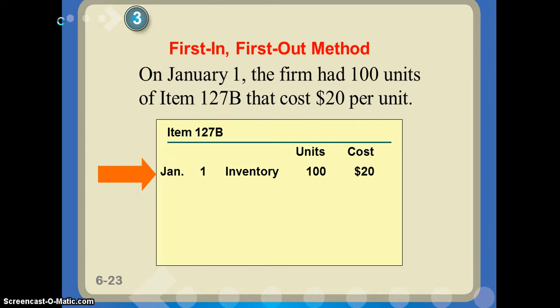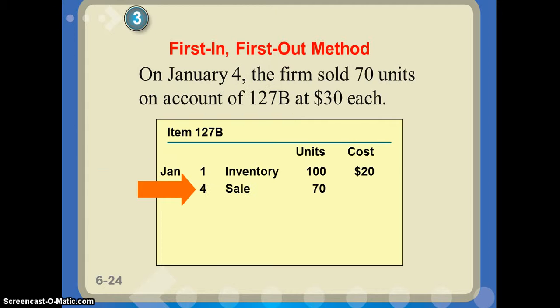So we make an assumption on January 1st that a firm had 100 units of item 127B that cost $20 per unit. This chart you'll see in your notes. Please fill it in as you continue along. So on January 4th, the firm sold 70 units on account of 127B at $30 each. So if we're making a sale of 70 units, we're going to be selling some of these 100 units. It's the only purchase we've made. So the cost of each one of those units is what? You guessed it, $20.